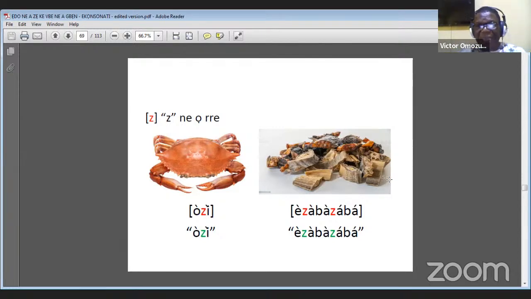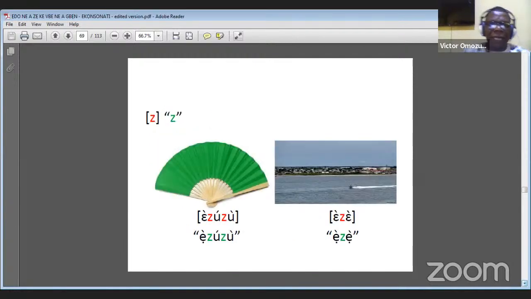Z is zabazaba. You have a zuzu. Well, this is modern day Ezuzu, because the Ezuzu our forefathers were using is not like this. And then Eze, see the picture of river there, Eze, river.